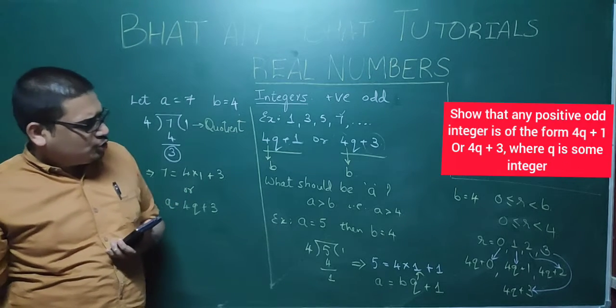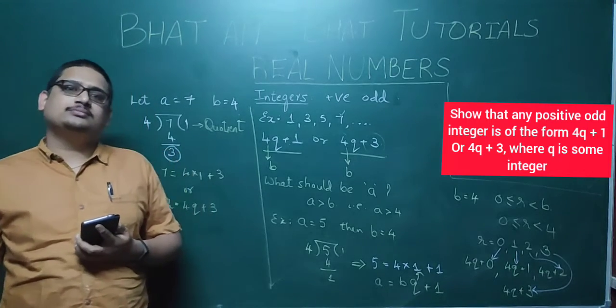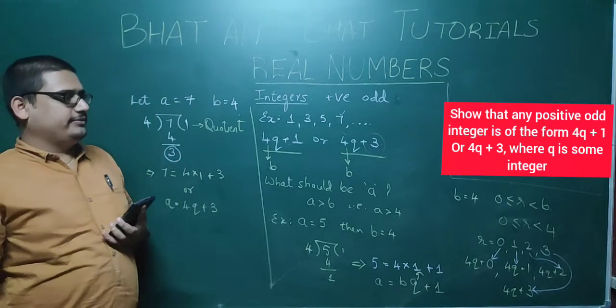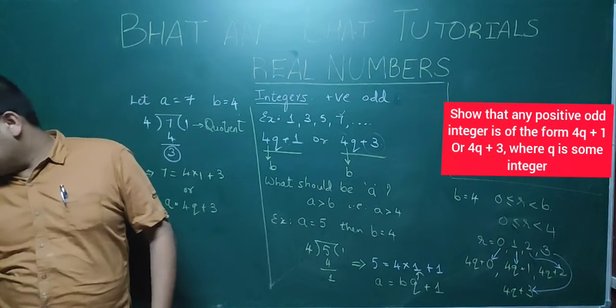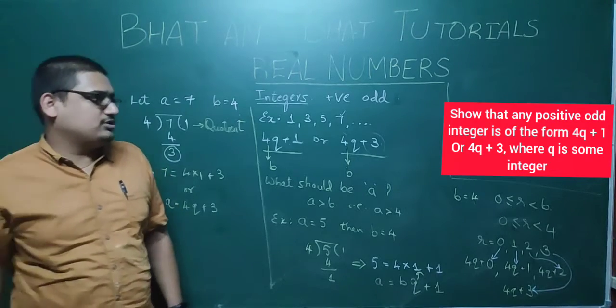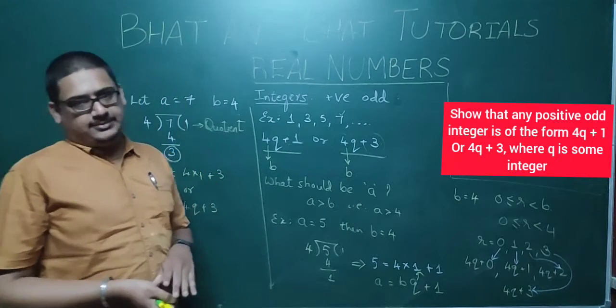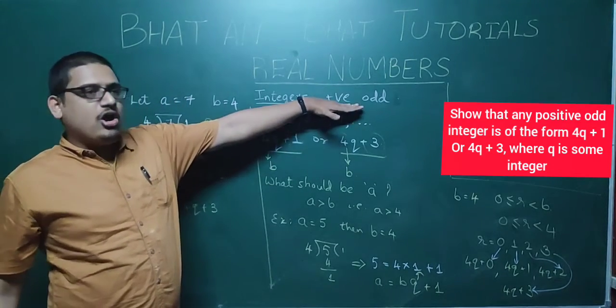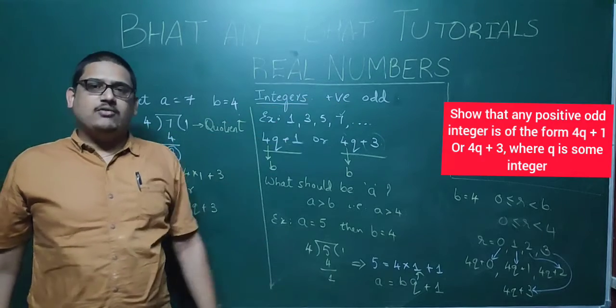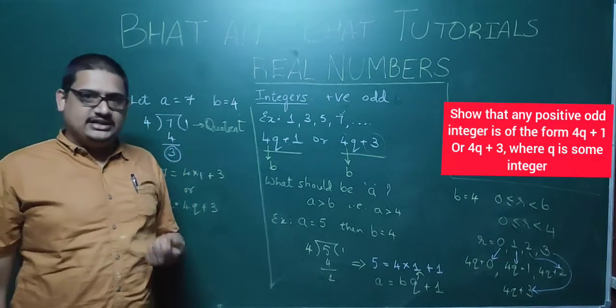But can it be 4q plus 0 or 4q plus 2? Think about this. Why am I asking this question? Why is this question relevant? The reason is, the question says positive odd integer. So what do you mean by an odd integer?